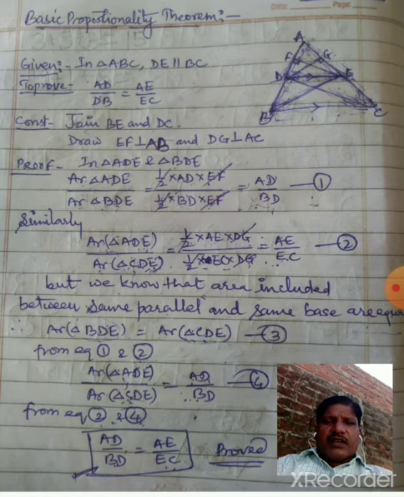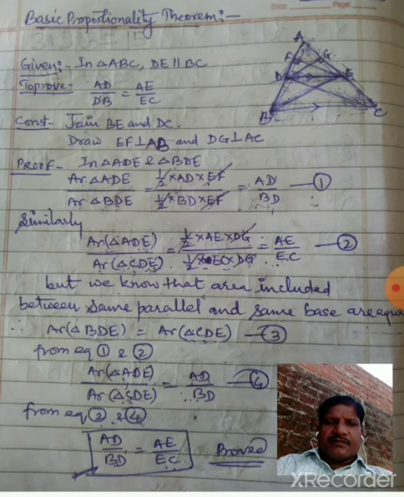Similarly, we can write area of triangle ADE upon area of triangle CDE, which is equal to AE by EC, marked as equation number 2. But we know that the areas of triangles between the same parallels and on the same base are equal. Since DE and BC are parallel to each other and triangle BDE and triangle CED both have the common base DE, the area of triangle BDE must be equal to the area of triangle CDE, marked as equation number 3.